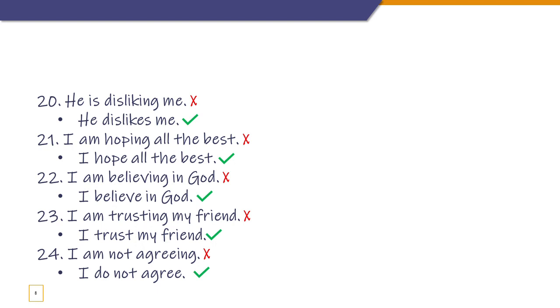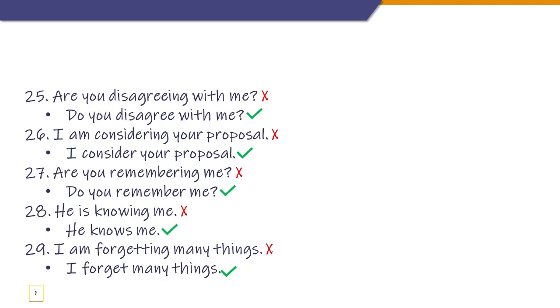Next one, I'm not agreeing. As I told you, agree is about your opinion. So opinions can't be used with present continuous, for which reason you can't say I'm not agreeing. You should say I do not agree. The same thing with disagree, and this is a question form. When you want to know others' opinions, you should always say, do you disagree with me? That's more correct. Even if it is about that point of time, you can't ask them, are you disagreeing with me? That's wrong. Are you trying to say you're disagreeing with me? That's okay. But you can't say, are you disagreeing with me?